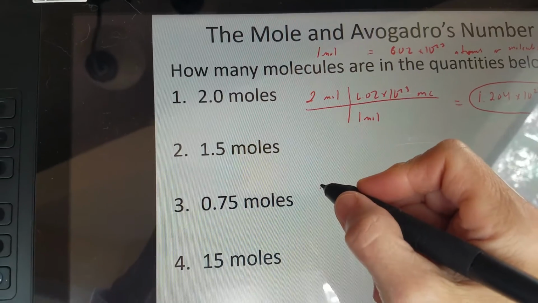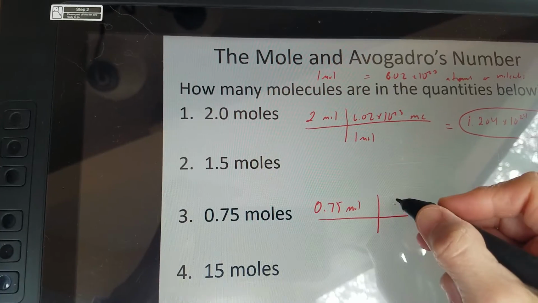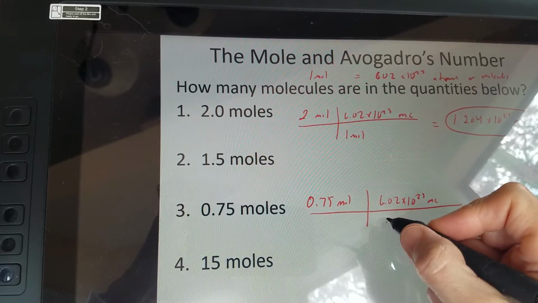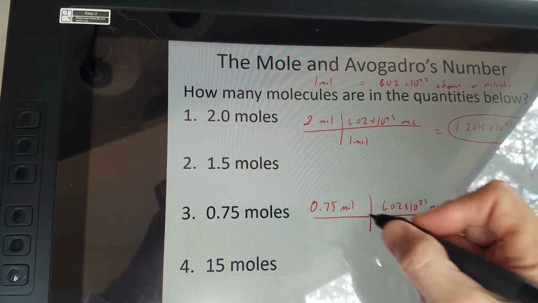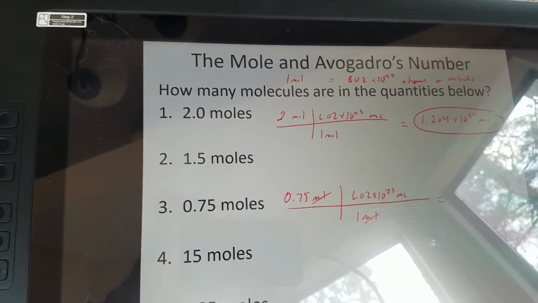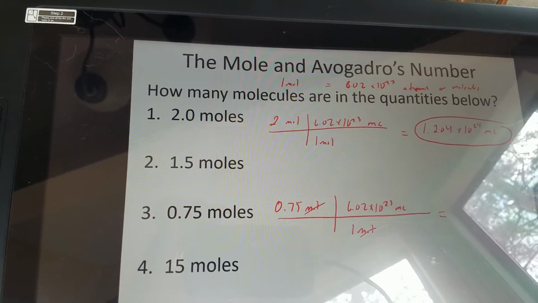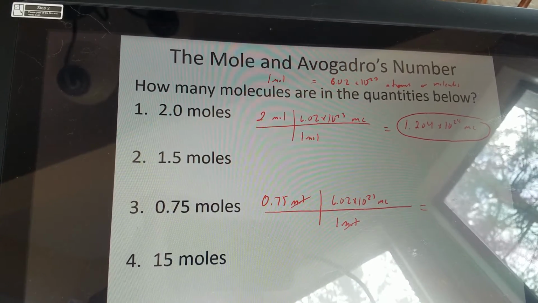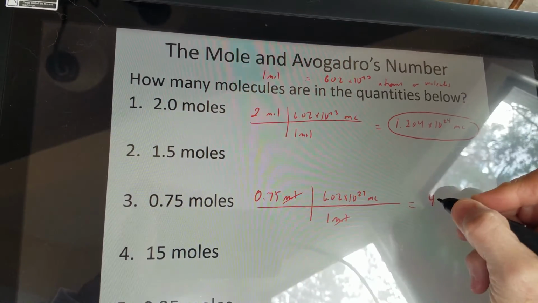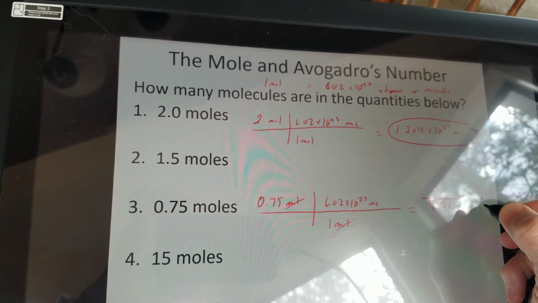So if we did this third one, we have 0.75 moles, 6.02 times 10 to the 23 on the top to go to molecules, which is equivalent to 1 mole, so the mole units are going to cancel. And then now the rest is just plugging into your calculator. Remember, when you're doing this, you're going to say 6.02, find your EE button, mash it for the times 10 part, put in 23, and then your equal sign. So you're going to get 4.515 times 10 to the 23 molecules.